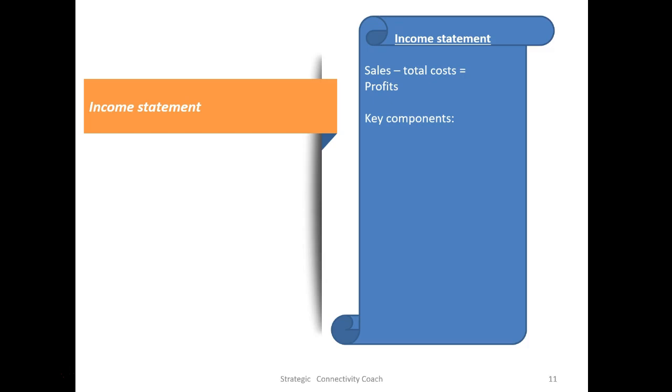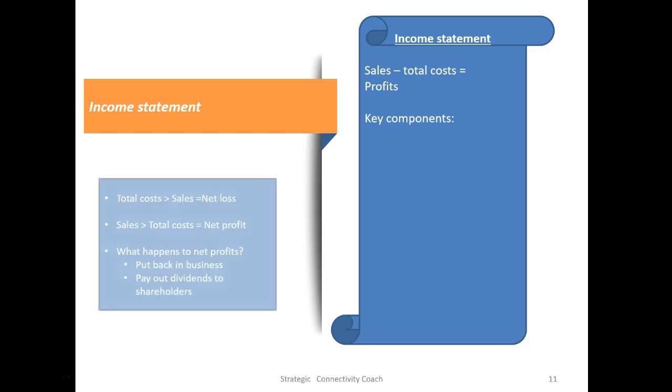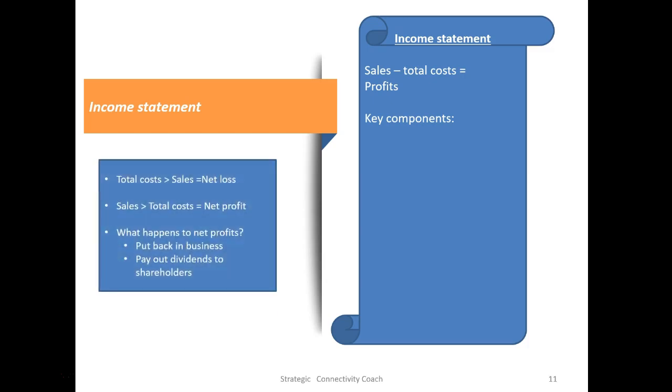If you got assets, obviously the goal is to make profit. So you got sales, you got all your costs, and you end up with leftover as a profit. Now, before I talk about some of the key components in the income statement, obviously we want to understand, or at least be aware of it, that if our total costs are higher than sales, we'll have a net loss.